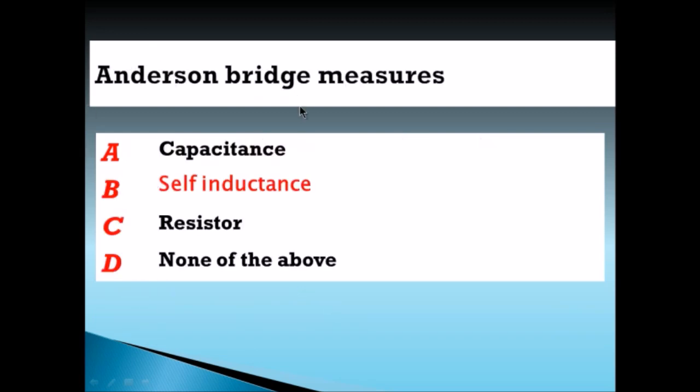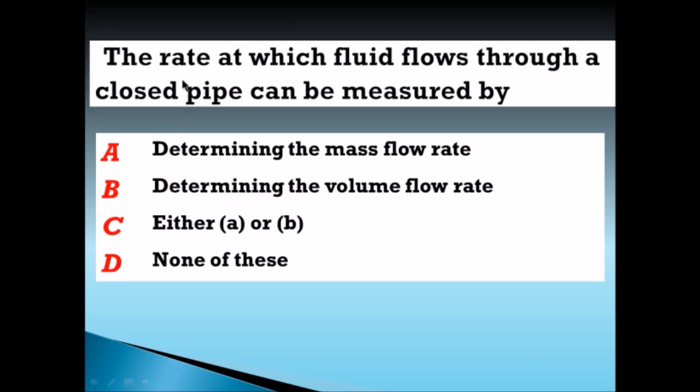Anderson bridge measures which parameter? Capacitance, self-inductance, resistance, or none. So the answer is self-inductance. The rate at which fluid flows through a closed pipe can be measured by determining the mass flow rate, determining the volume flow rate, either A or B, or none of the above.